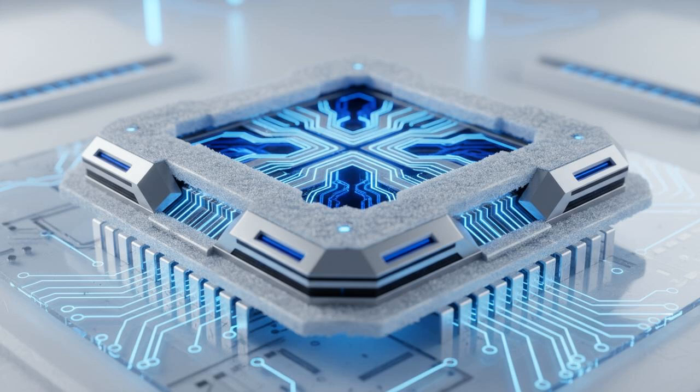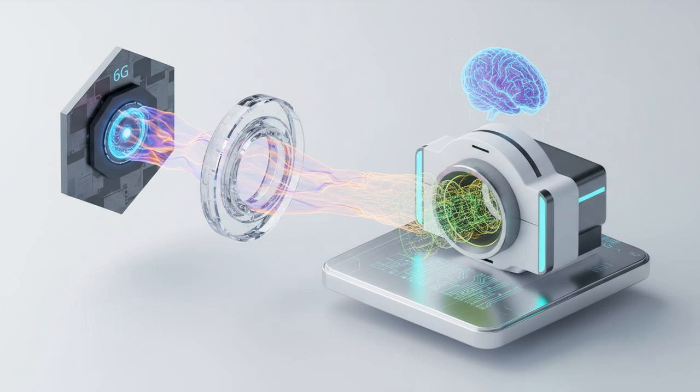Then there's the future of communication, 6G. We are currently moving towards 6G networks, which will rely on terahertz waves. These waves are notoriously difficult to control because they pass through most lenses without bending much. But with gravitational lenses built into the chip, we could steer these beams with perfect precision, enabling ultra-fast wireless data transfer.